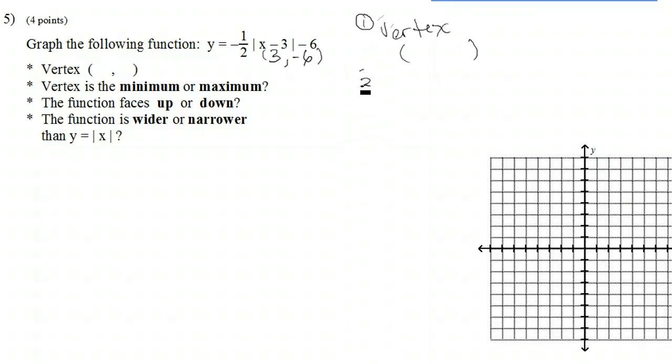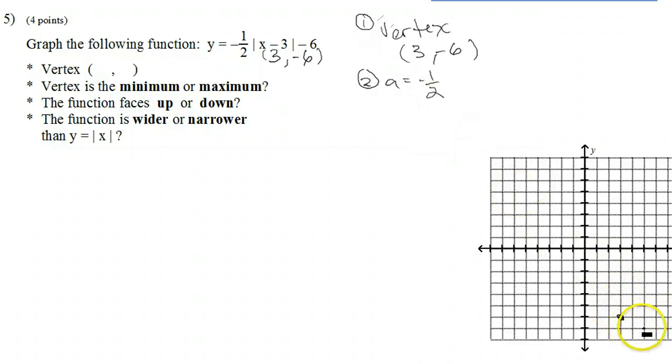And then second, we use the slope to be able to find the second thing, or a in front. So we know it's a downwards V, and it's going to have a slope of -1/2. So let's just use those two pieces, and we'll graph it out. So 3, -6. 1, 2, 3, 4, 5, 6 is right there.